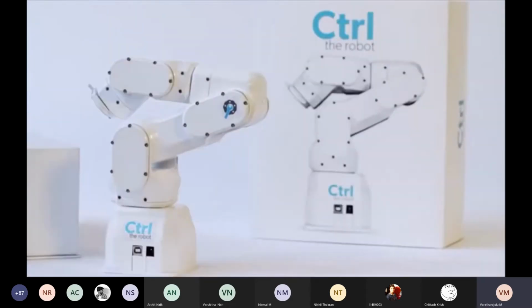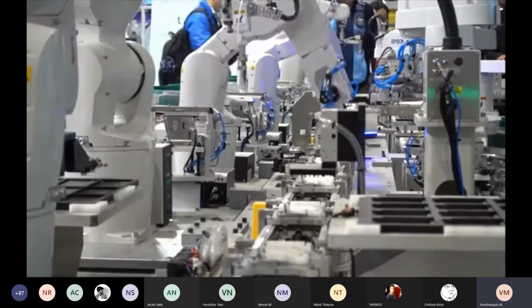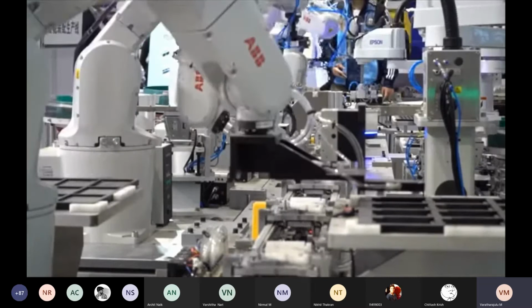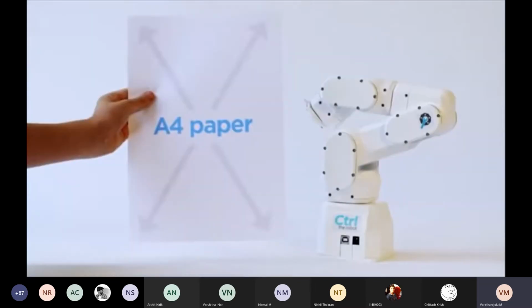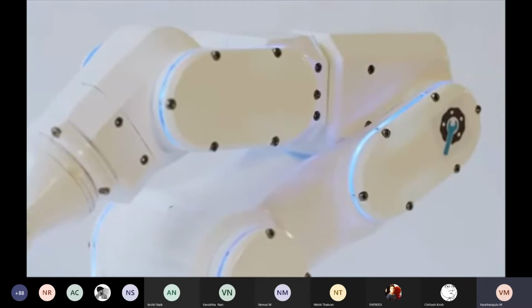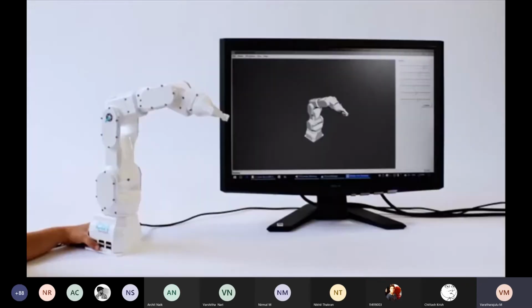This is Control, the robot. It has the same DNA as sophisticated $100,000 industrial robot arms, elegantly reduced down to desktop size, and made as affordable as a coffee machine. Now, anyone can own their own robot. Just plug in a laptop and take control.